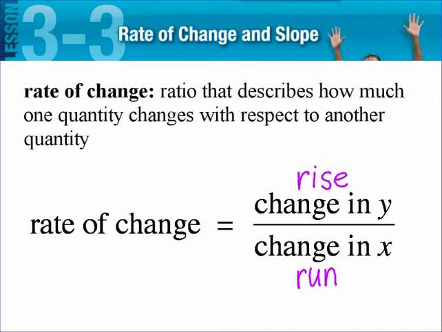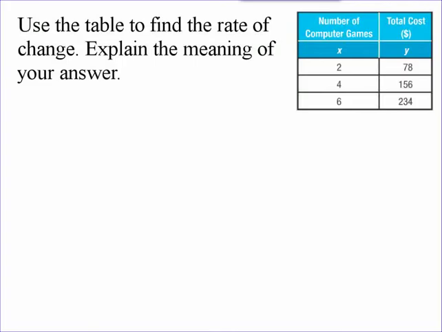And so now we're going to look at an example here. It says, use the table to find the rate of change. Explain its meaning. Now this is used a lot. If you look at this table, it talks about number of computer games and the total cost. So we need to find the rate of change. What we're going to do is pick two x-y pairs. I'm going to choose the very first two pairs. So I'm going to take this pair right here, and I'm going to take this pair right here.